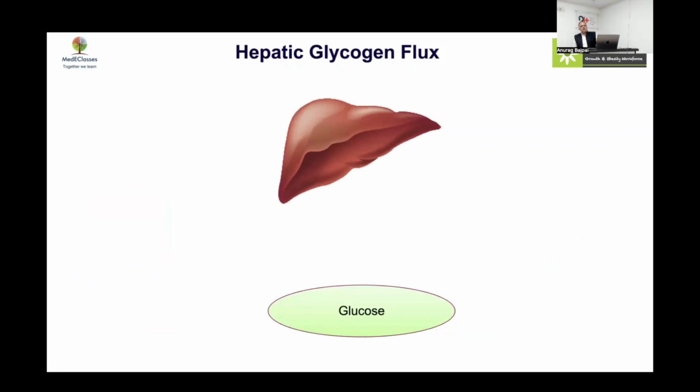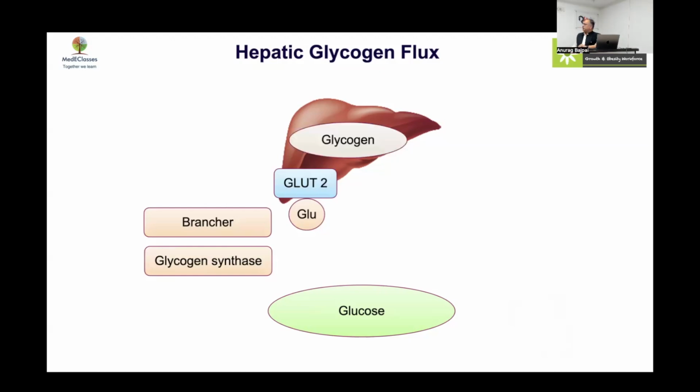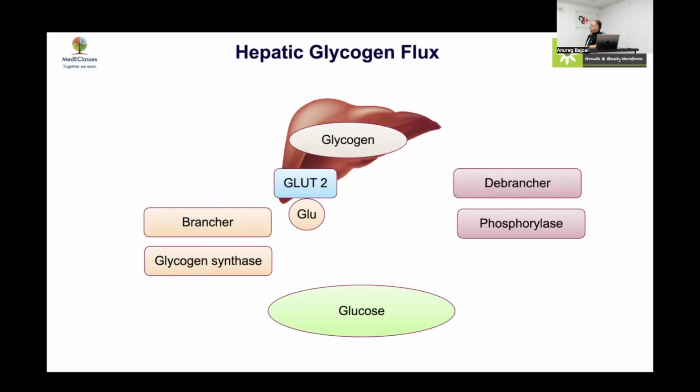Now, we are mainly focusing on glycogen, so I'm not going to talk about other pathways. But remember, glucose is to be sent into the liver using GLUT2 and glycogen synthase and brancher. So glycogen synthase will add glucose to the glycogen, and they will be branched using the brancher enzyme. Now, this glycogen can then be converted into glucose using debrancher, phosphorylase, and glucose 6-phosphatase.